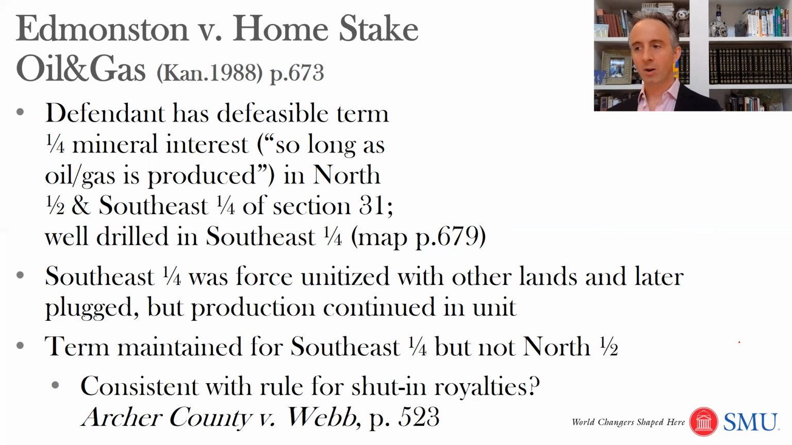Is it because, unlike a shut-in royalty, some oil and gas is being produced somewhere at least, so even though it's not being produced on the southeast quarter, it's actually being produced elsewhere in the unit? That's enough because it's being attributed to the southeast quarter. And you can see another big issue in that case is, well, why should you split up this land? Shouldn't, if there's any production attributed to any part of the land, shouldn't you be able to keep the north half as well? All right.